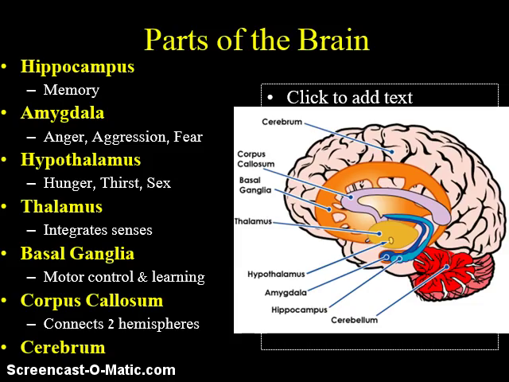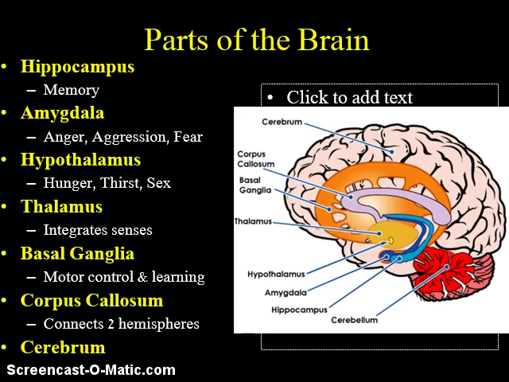The first four that I have listed are going to be part of what we call the limbic system. The limbic system influences emotions, motivation, learning, things like that. The first is your hippocampus, which helps create memories.